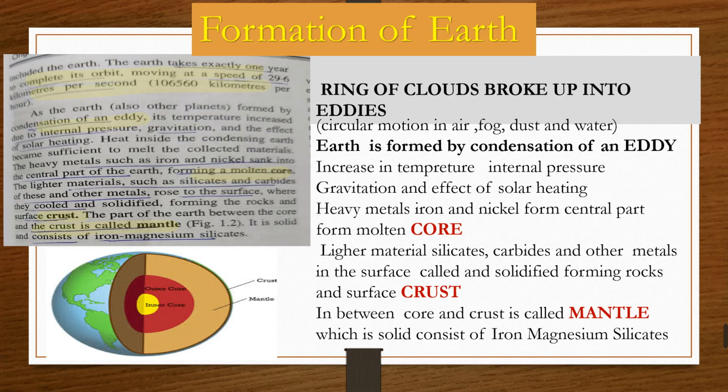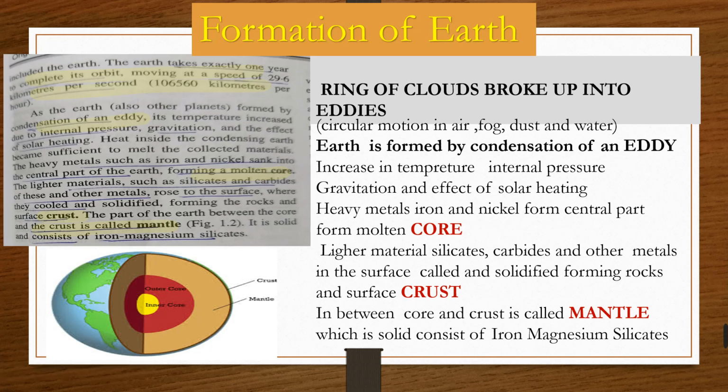And in between the core and crust is the mantle, which is a solid that consists of iron, magnesium, and silicates. This is how the Earth is formed, having three regions: the central core, the surface crust, and in between, the mantle. You can see in this diagram the outer core, inner core, crust, and the mantle.